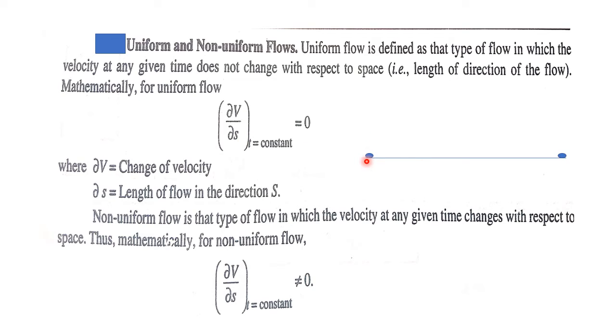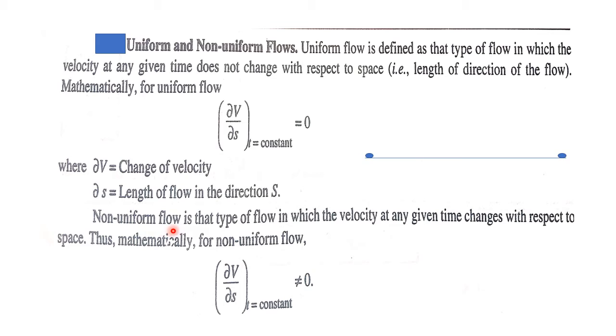For example, here I have drawn a line with one end point and another end point. If the fluid particle is moving from one end to the other, whatever velocity is there at the left end point, the same velocity should be there at this point also. Even when the fluid particle moves through some distance or space, the velocity should not change. Such flows are called uniform flow. Here dou v indicates change of velocity and dou s indicates the length of flow in the direction of s.